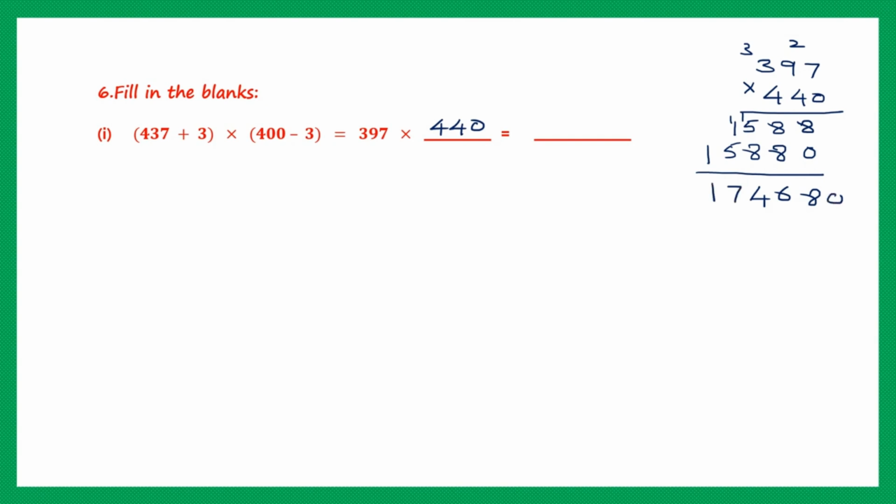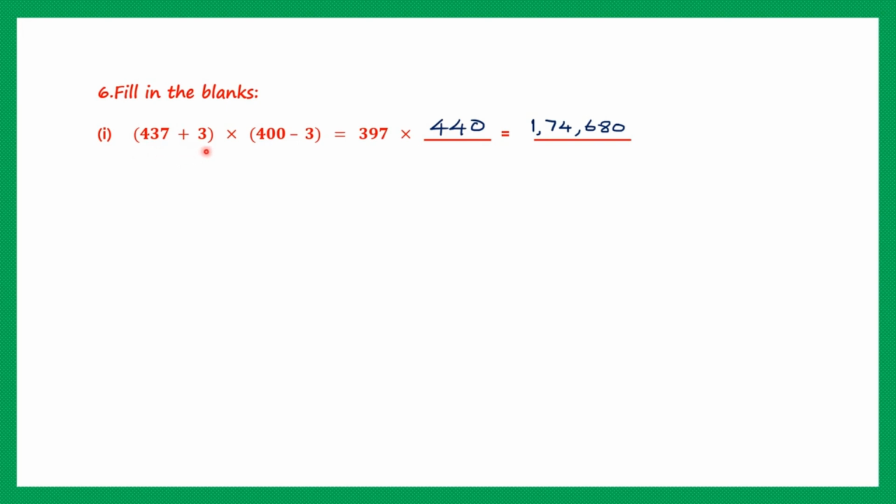Now let's add the 0. So here what have we got? Let's put the commas. It's 1,74,680. So let's write that 680. So 437 plus 3, we have added that up and put it in this blank. 400 minus 3 has been subtracted and given to us in the question. Now we have multiplied these two to get this answer.